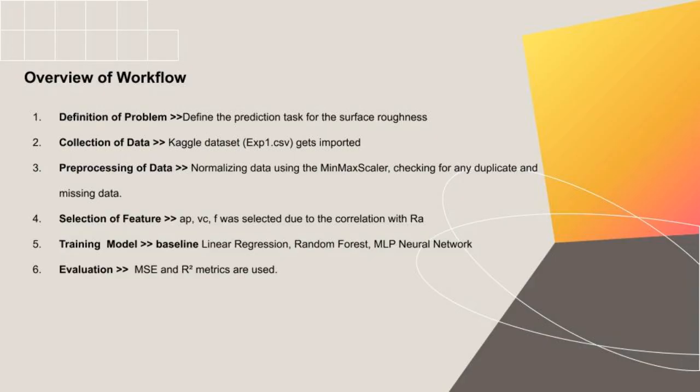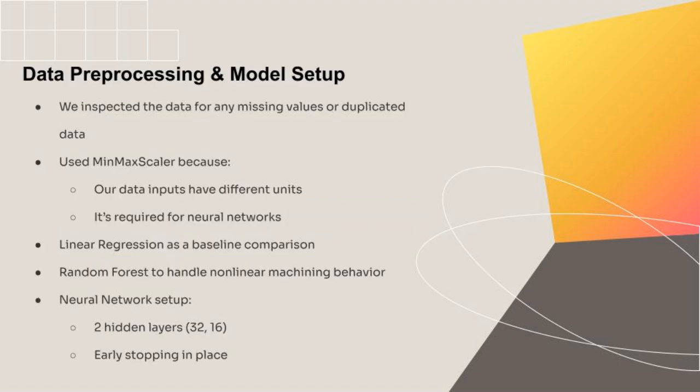Next, we selected AP, VC, and F as our core features because they have the strongest physical and statistical connection to surface roughness. After pre-processing, we trained 3 different models: a linear regression baseline, a random forest model, and a neural network.